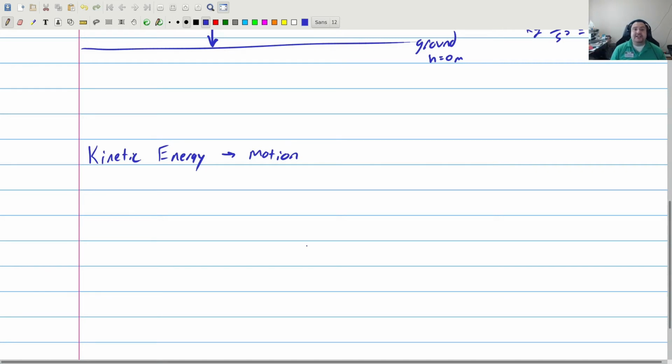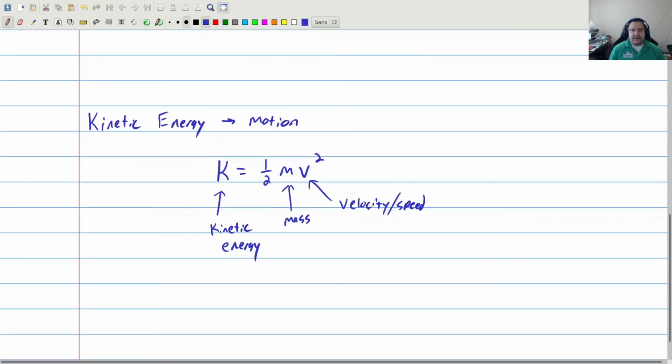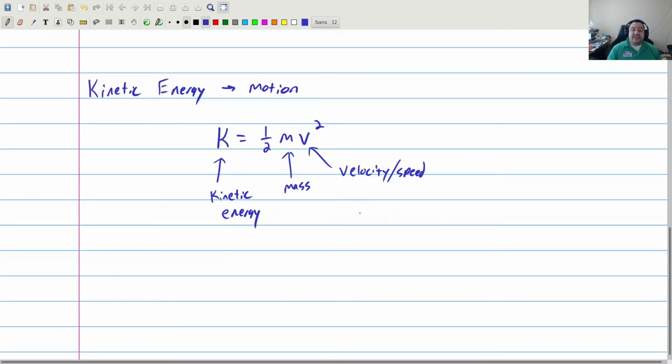So kinetic energy is about motion. And the formula for kinetic energy, we are going to use the letter K, capital K, is equal to 1/2 mv squared. K obviously stands for kinetic energy. M is going to be the mass, and V is going to be the velocity. Or I guess speed, because we don't really worry about the vector because it gets squared out anyway. All right, so kinetic energy is 1/2 mv squared.